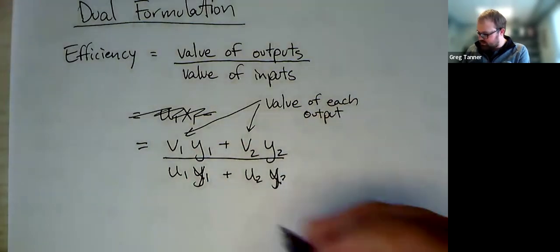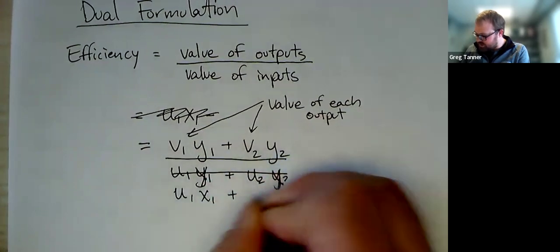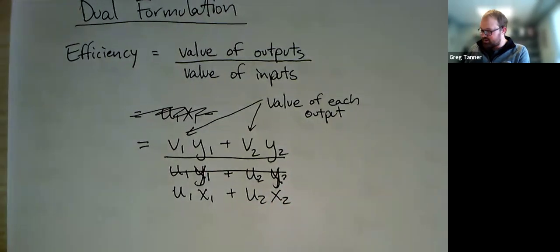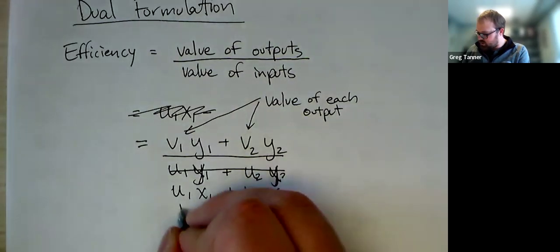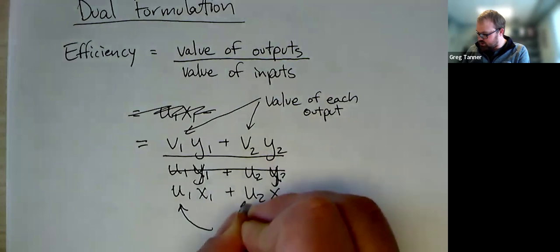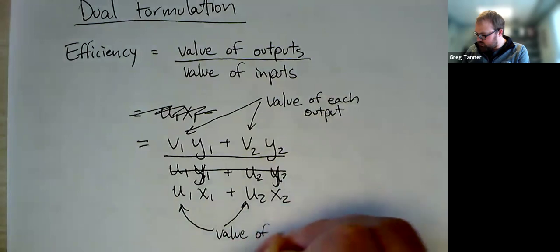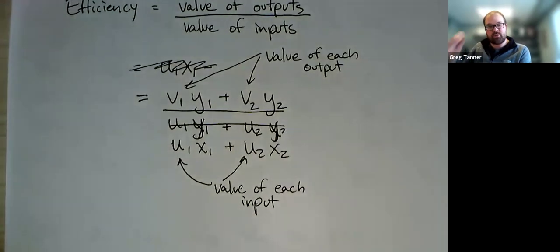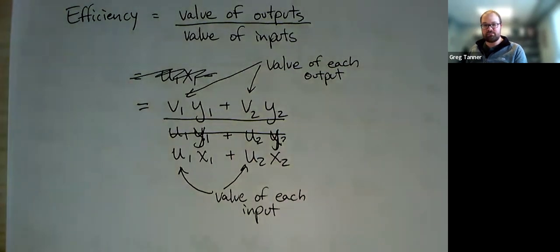Here, let me rewrite the denominator here. U1 X1 plus U2 X2. Okay, that's better. So the total value of the inputs, U1 and U2, are the value of each input on a per unit basis. And so we get the total value of the outputs divided by the total value of the inputs.